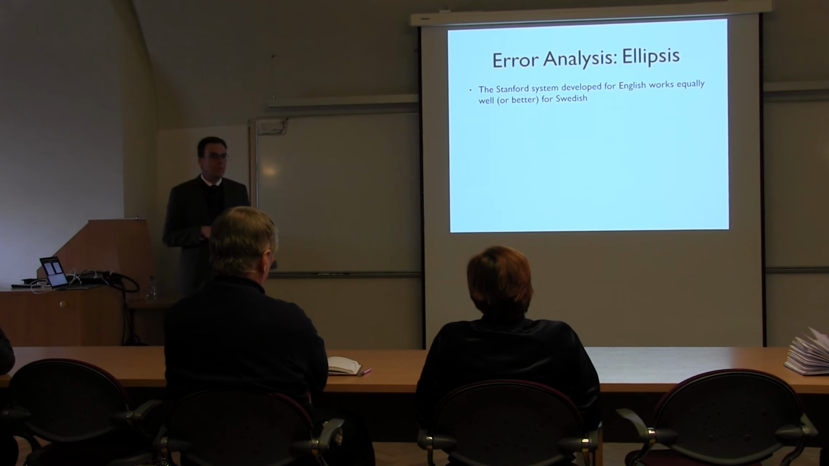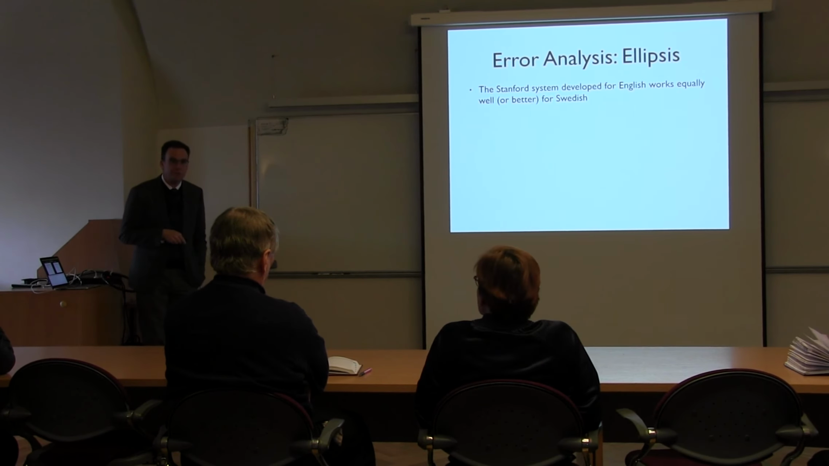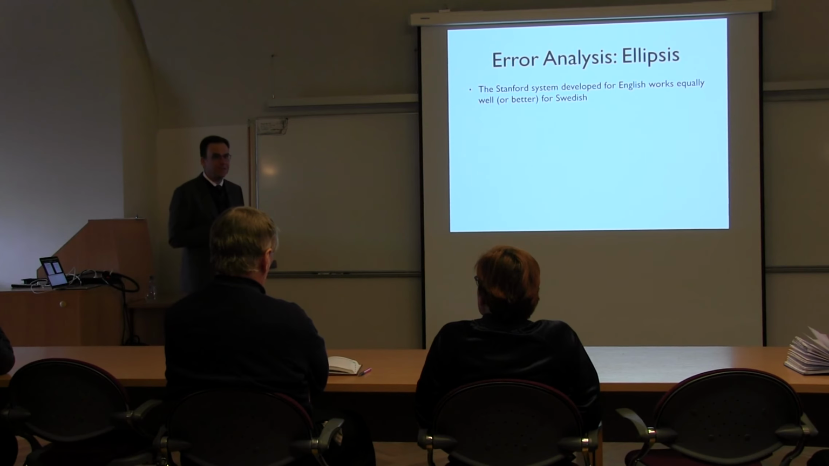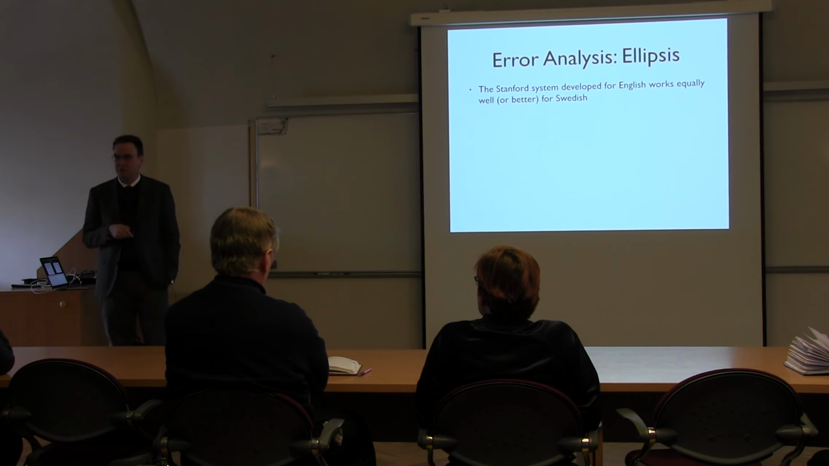When it comes to ellipses, it turns out that the Stanford system developed for English works surprisingly well for Swedish. In fact, they did a parallel evaluation for English, and it turns out it works better for Swedish than for English. Probably has something to do with the type of texts that are in the respective treebanks.